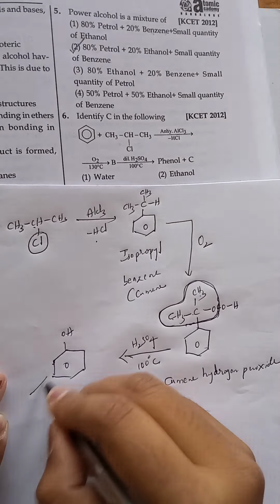So the answer is: identify C. C is nothing but propanone. Propanone is nothing but acetone. Another name for acetone, since 1, 2, 3 carbons are there, we can also call it propanone. So the answer is the third one. Phenol they have already given. Along with phenol, what is forming? Acetone. The exact name of acetone is propanone. Now see the next question.